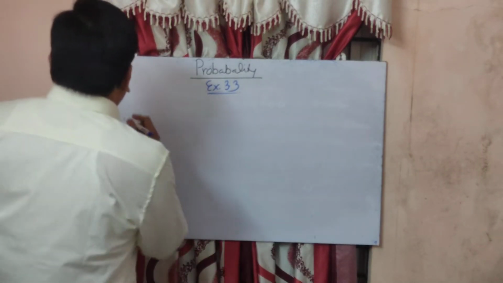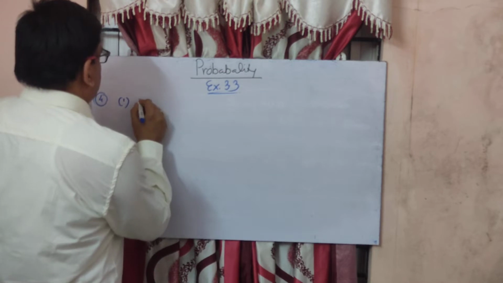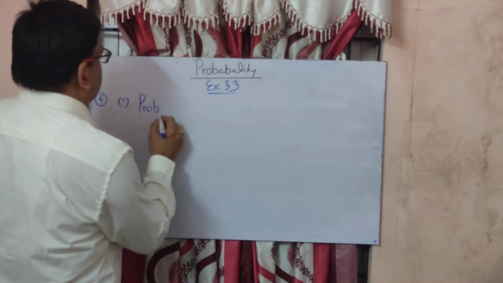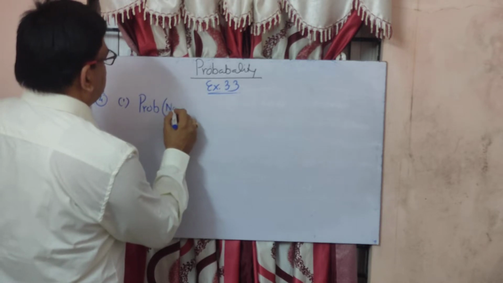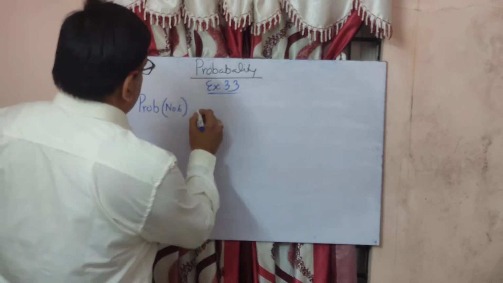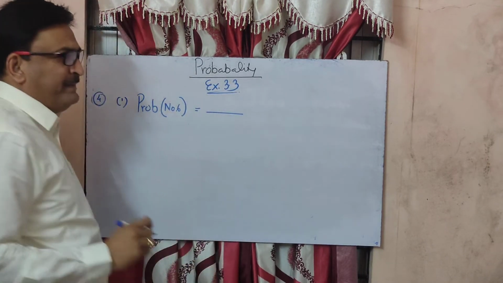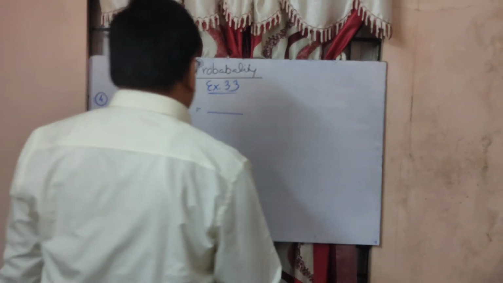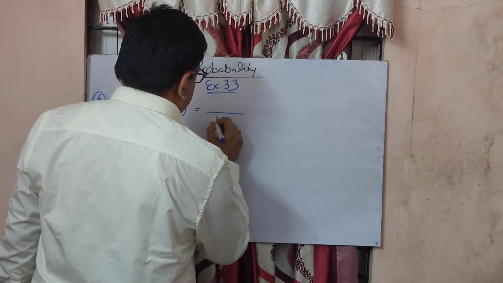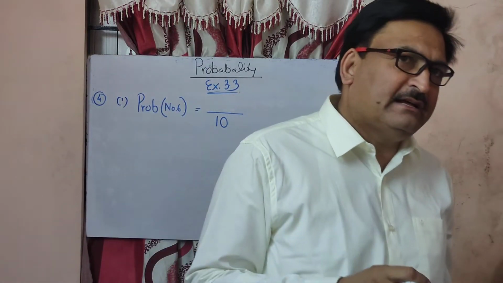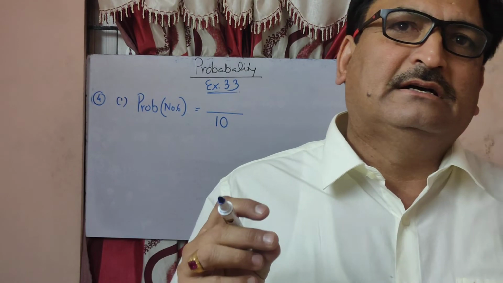Now we have to find out the first one, that is getting a number 6. So the probability of getting number 6. Now, in all, how many slips are there? In all, 10 slips are there. How many slips have 6 written on them?